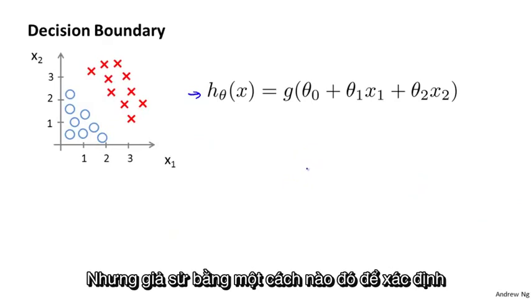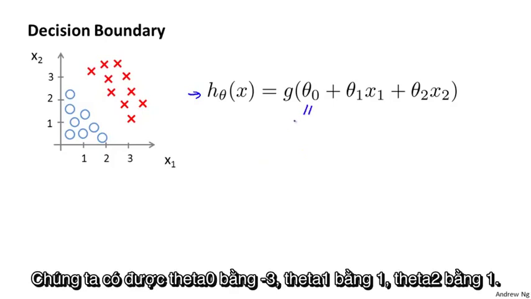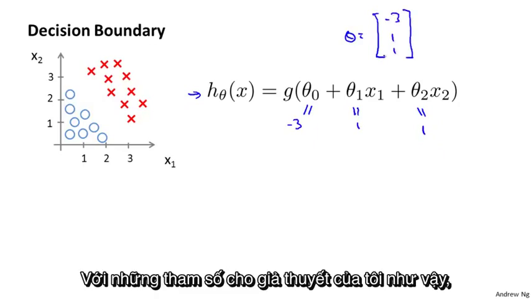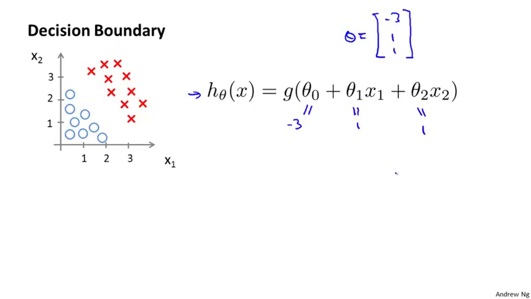via a procedure to be specified, we end up choosing the following values for the parameters. Let's say we choose theta 0 equals minus 3, theta 1 equals 1, theta 2 equals 1. So this means that my parameter vector is going to be theta equals minus 3, 1, 1. So given this choice of my hypothesis parameters, let's try to figure out where our hypothesis would end up predicting y equals 1 and where it would end up predicting y equals 0.